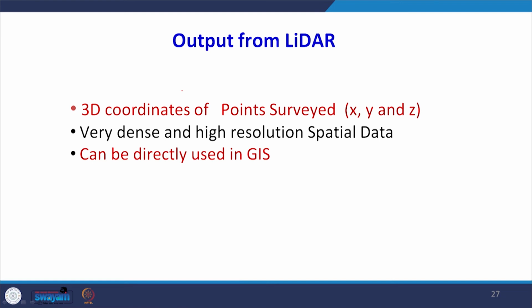The data is very dense, but it is high resolution data, and straight away, after pre-processing and post-processing, you can use this data directly in the GIS, because this requires the X, Y, and Z coordinates. So this data could be clubbed with other types of data like satellite remote sensing.